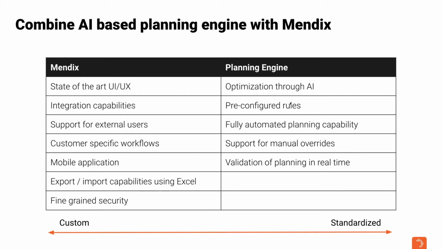On the right side, we see the planning engine. That's more standardized, of course. That's where all the complexity lies from an algorithmic perspective. So our planning engine contains lots of rule sets. It can be customized, but it contains lots of rule sets, pre-configured. You can also add your own. And it has all kinds of ways using artificial intelligence to create an optimal planning.